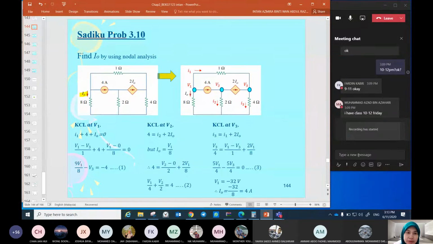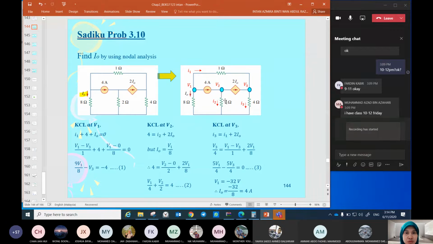Okay, now we go to KCL at V2. We have 4 equal to 2 I0 plus I2. But we have to substitute I0 because we should have only V in our equation. So where is I0? I0 is here. We know that I0 is equal to V1 over 8. So we substitute this into this equation.